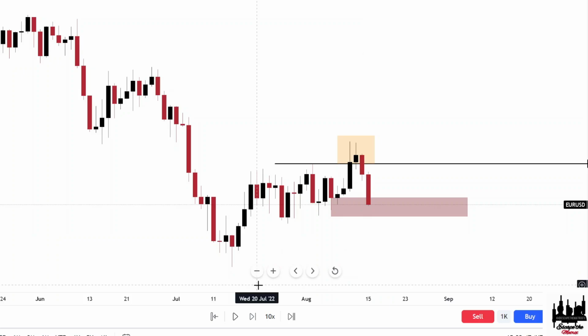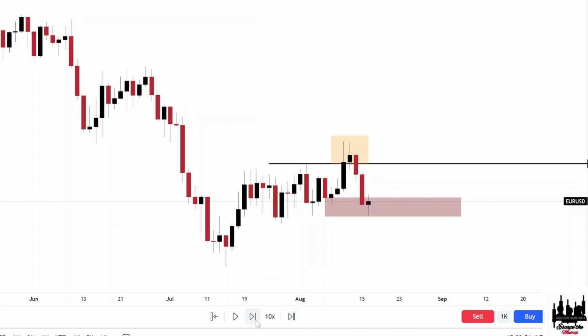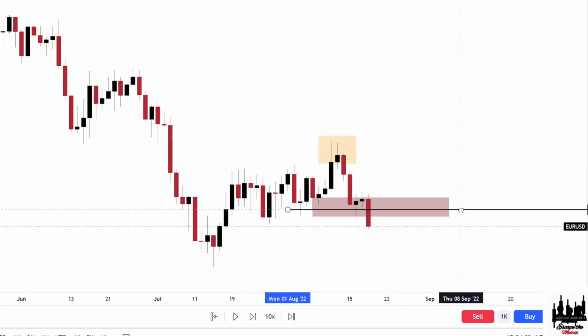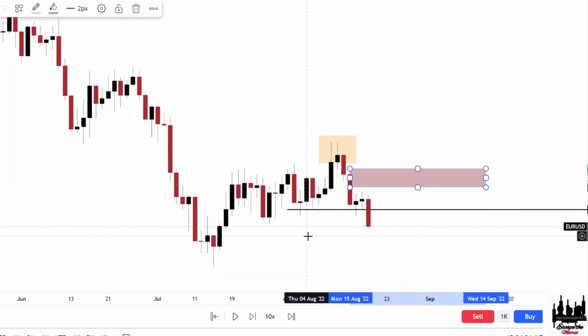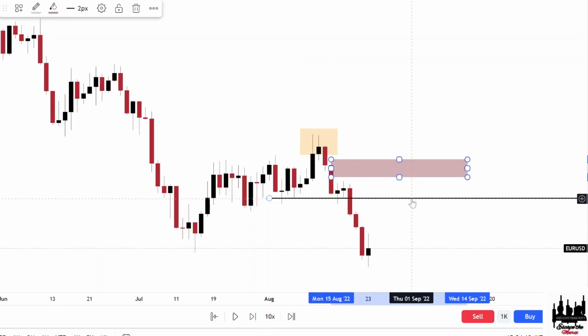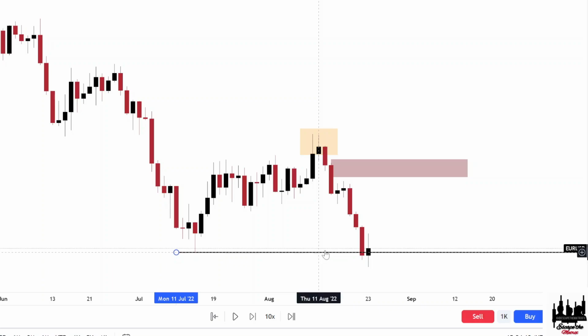Again, what do you do when price gets to this level? You just wait. Have patience. Patience makes you a better trader. Duh. Okay, price broke the range and closed below this range. As you can see, we had a swing here, price broke. So let's wait. Price broke this swing and came back into the range.